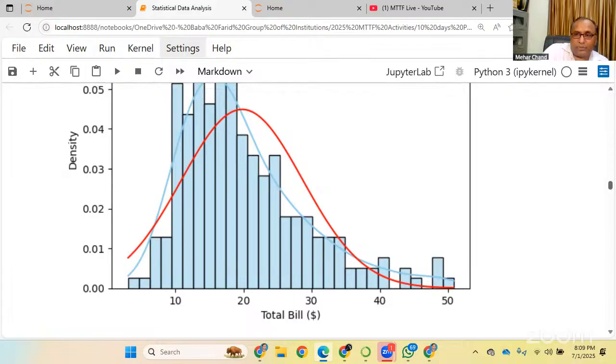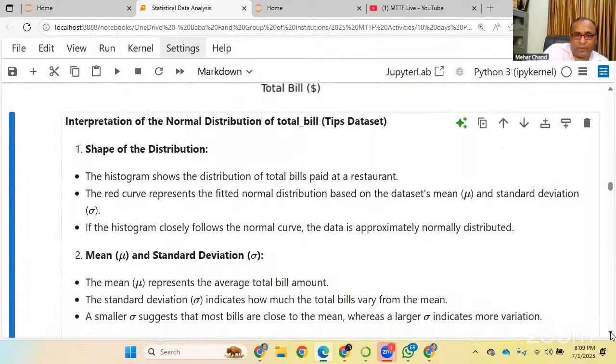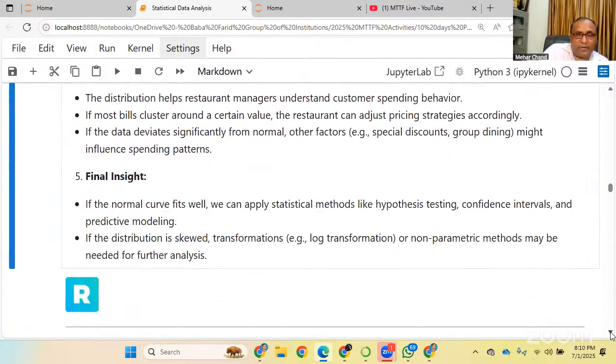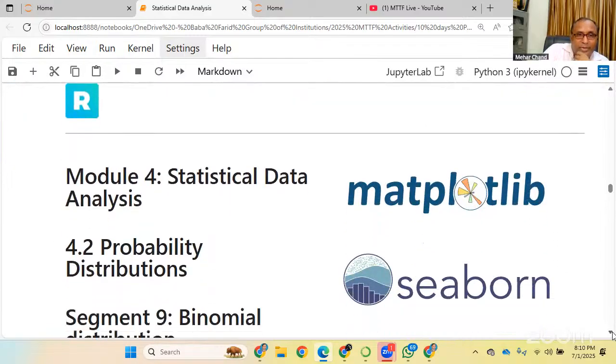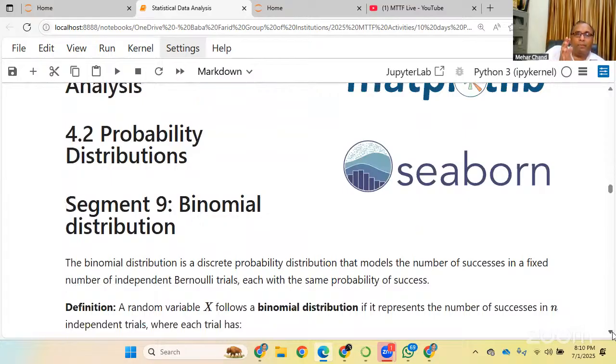Okay, so here, then this is the final insight. You can easily go through all this trend. Now come to the next, the binomial distribution. I hope all the participants are familiar with the binomial distribution, but still we will revise here and talk about the definition.